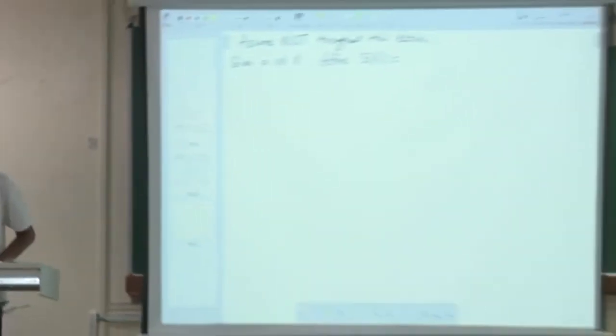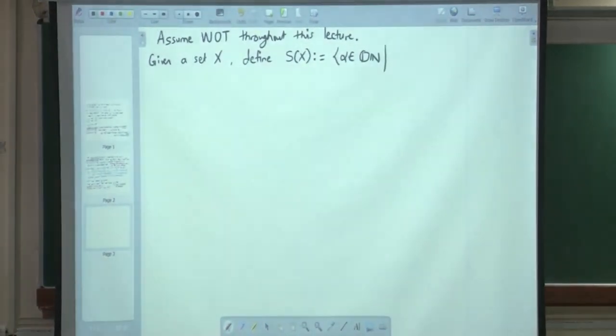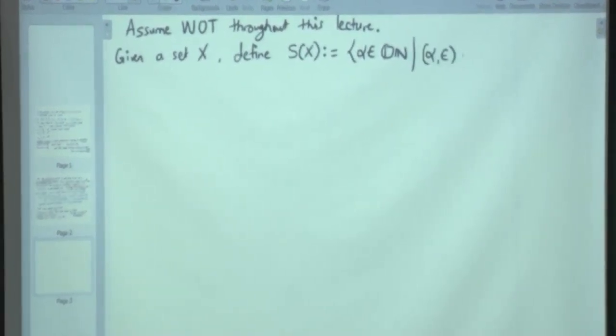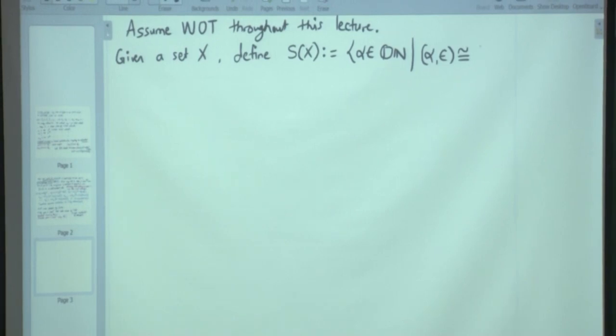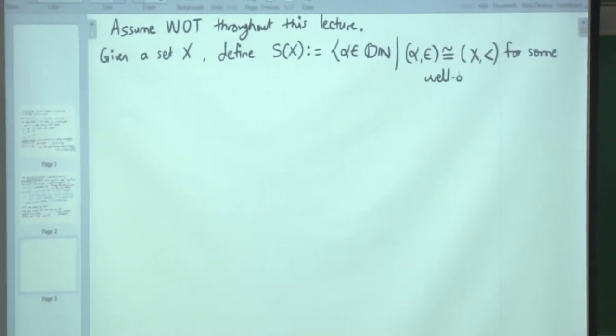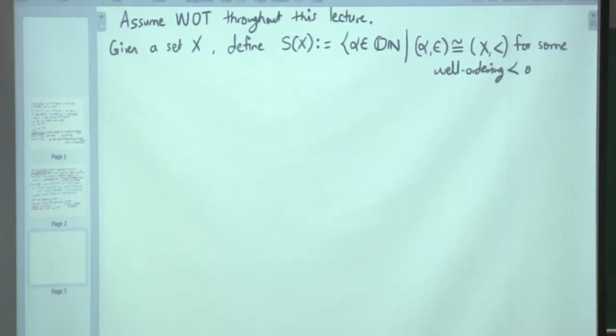Given a set X, define S of X to be the collection of all those ordinal numbers alpha such that alpha, belongs to, is isomorphic to X, less than for some well ordering less than on X.